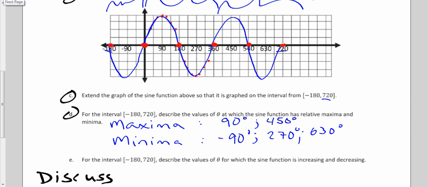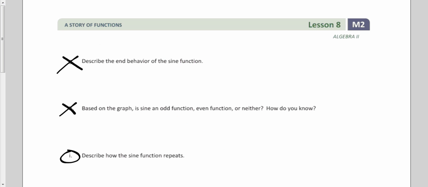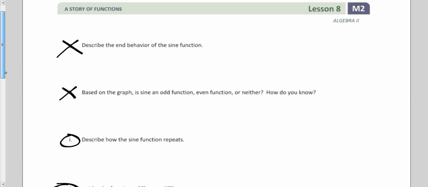Next page. How does that sine function repeat? It keeps going up and down. How often does it go up and down? Every how many degrees?